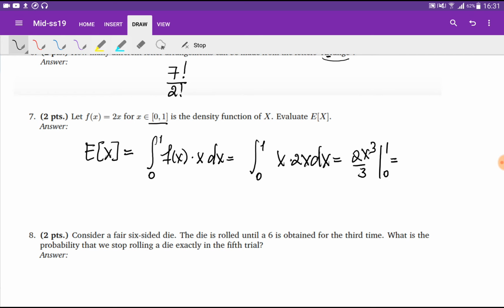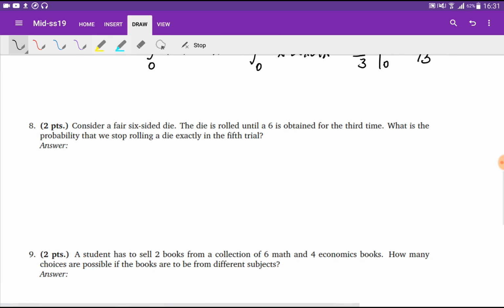And we need to evaluate this at 1 and 0, so this will be 2 over 3. Problem number 8 is about the negative binomial distribution. We roll a standard fair die. We consider success to be when we get a 6. The probability of success in this case will be 1 over 6.